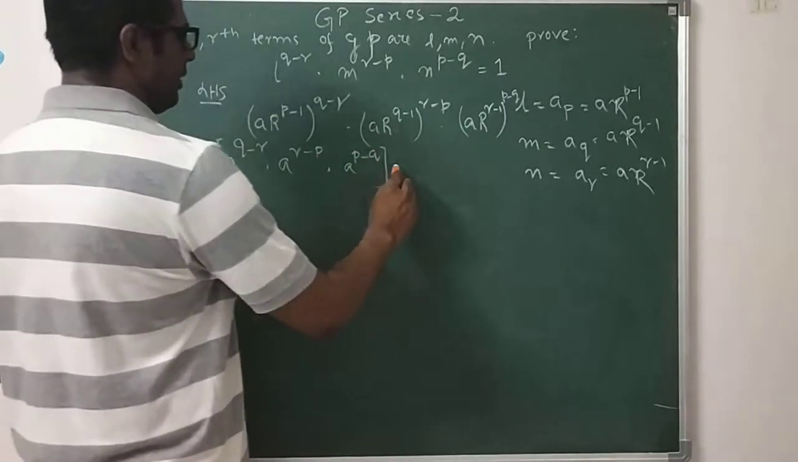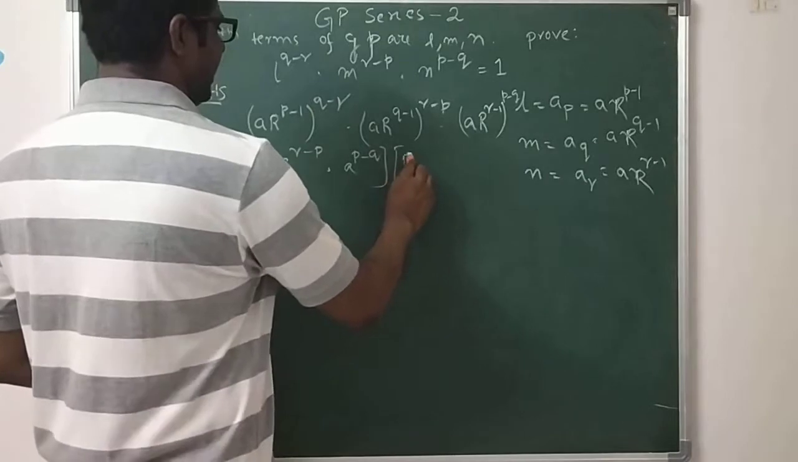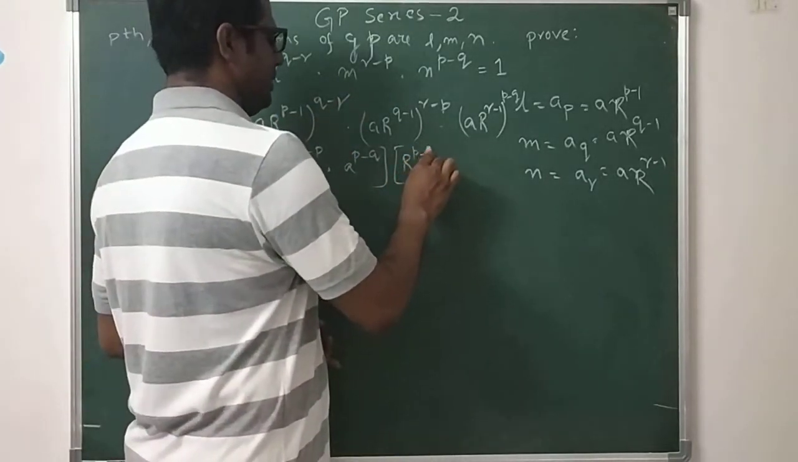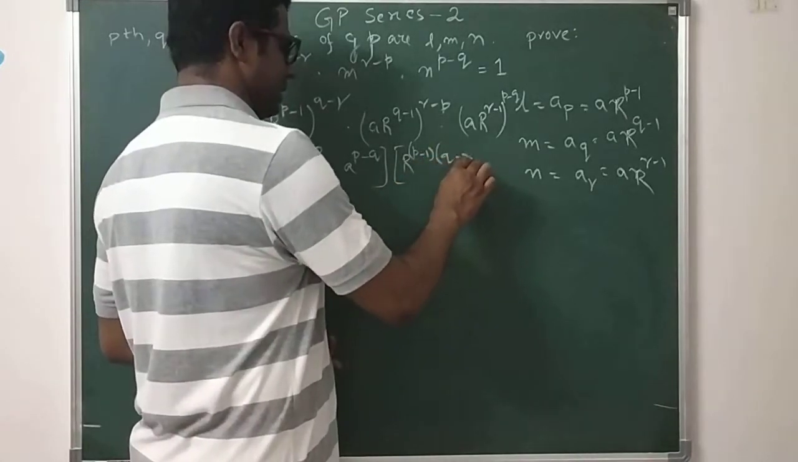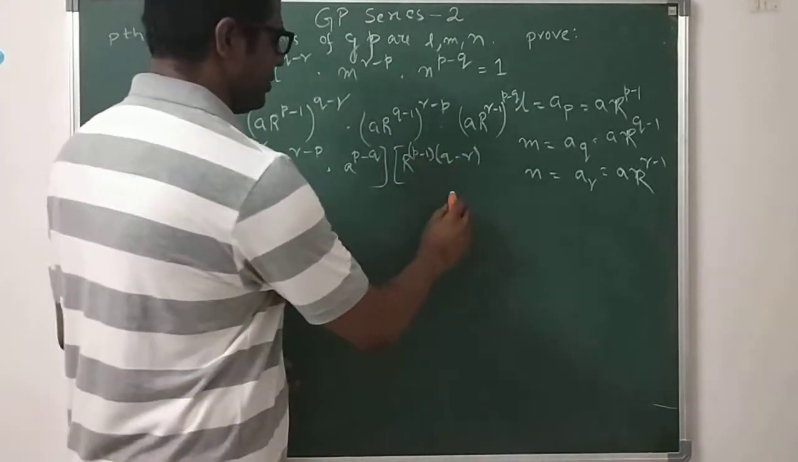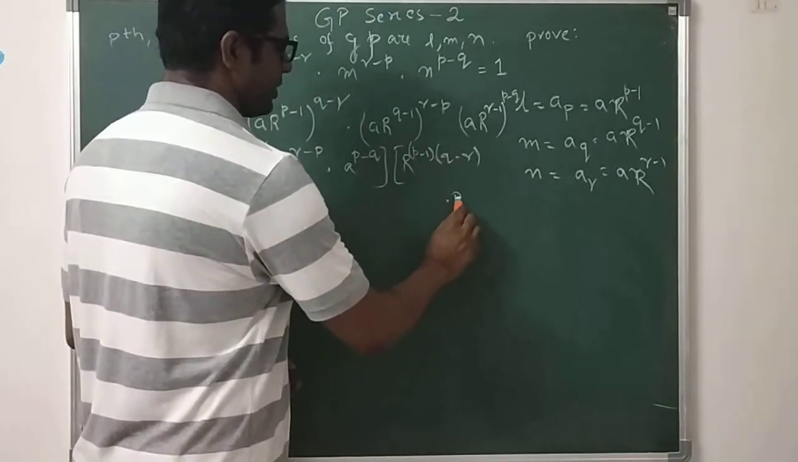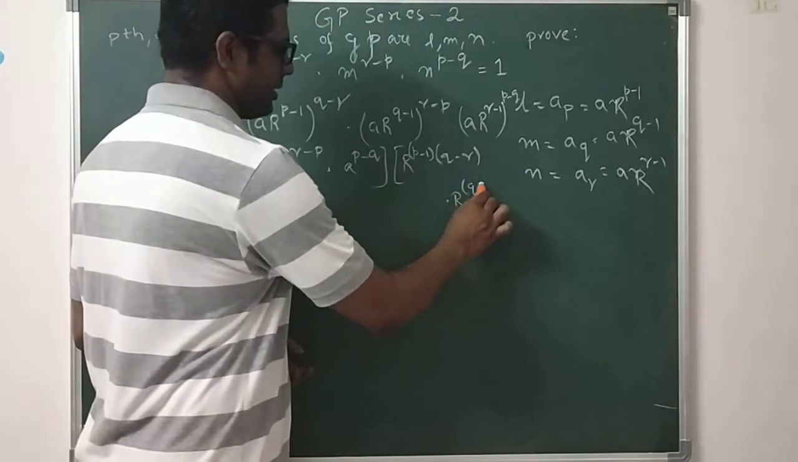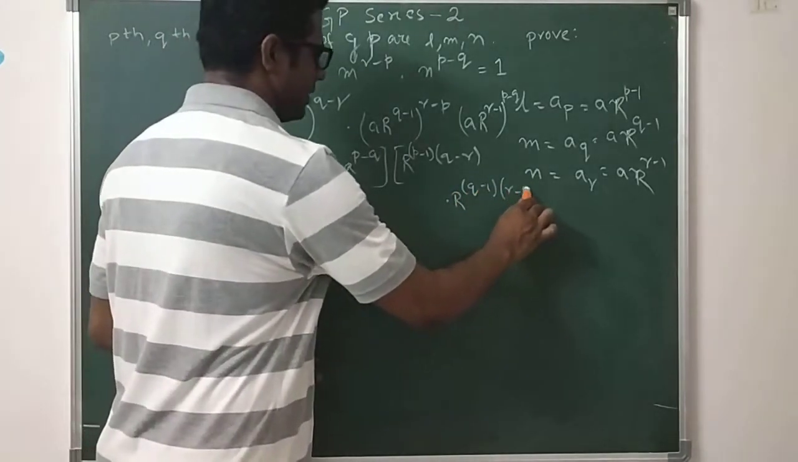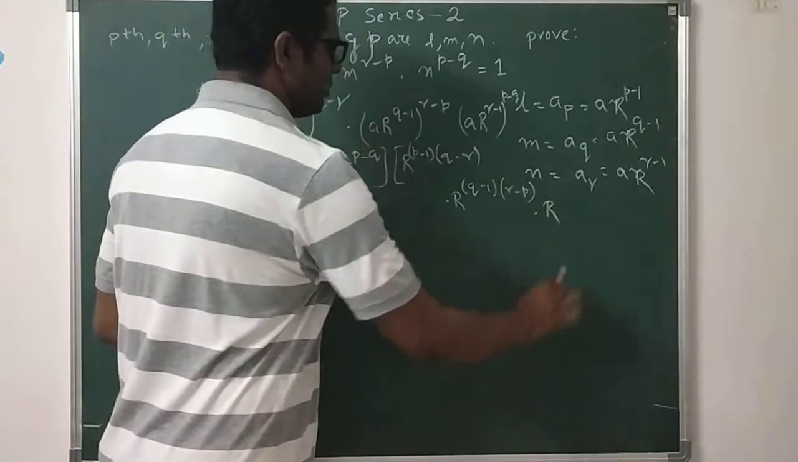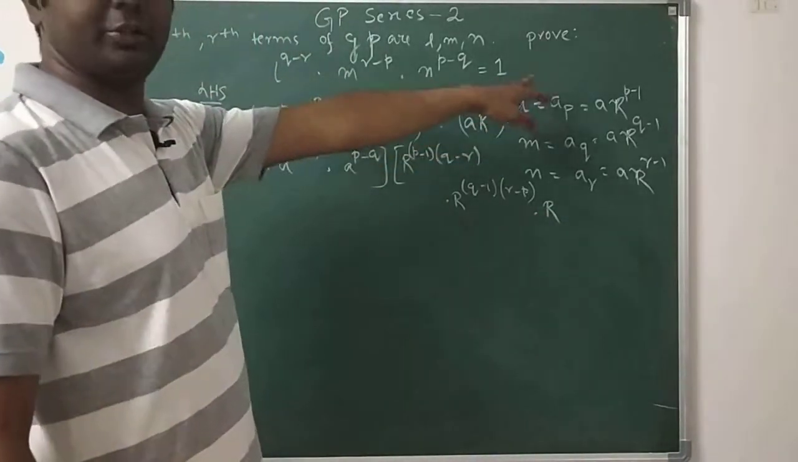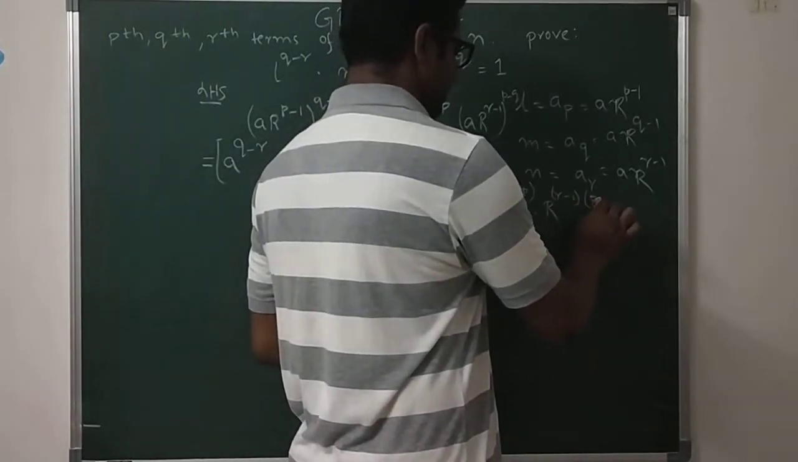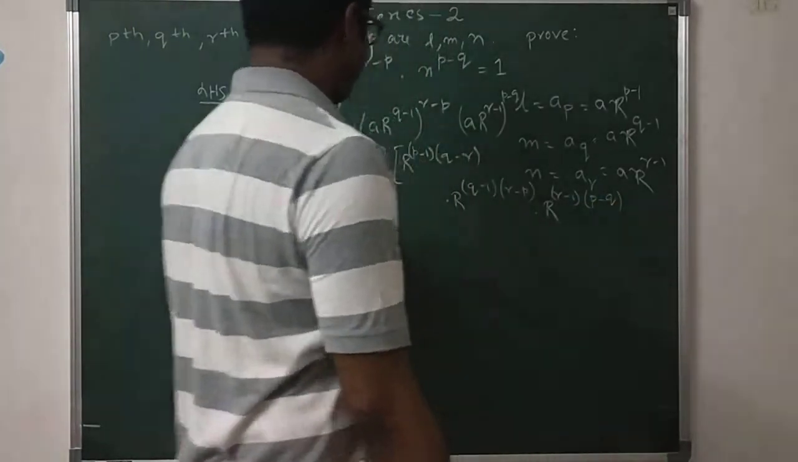Okay. Now what will be the R part? Capital R. (P-1) into (Q-R), (P-1) into (Q-R). Okay. Into (Q-1) into (R-P). Into (R-1) into (P-Q). ठीक है.